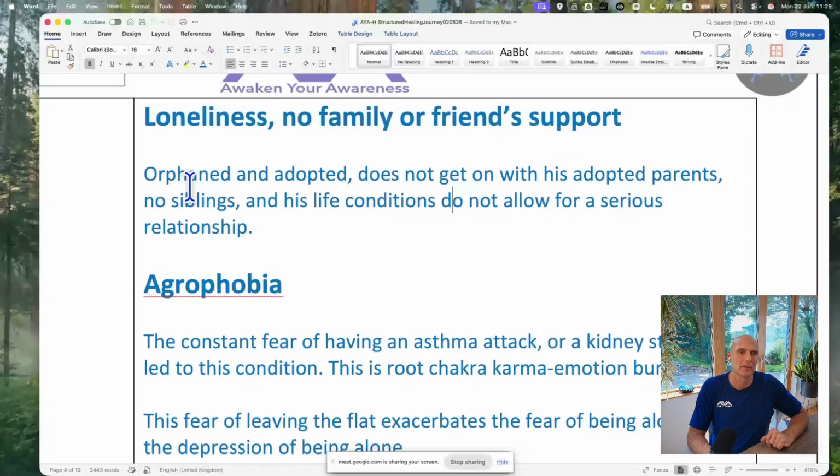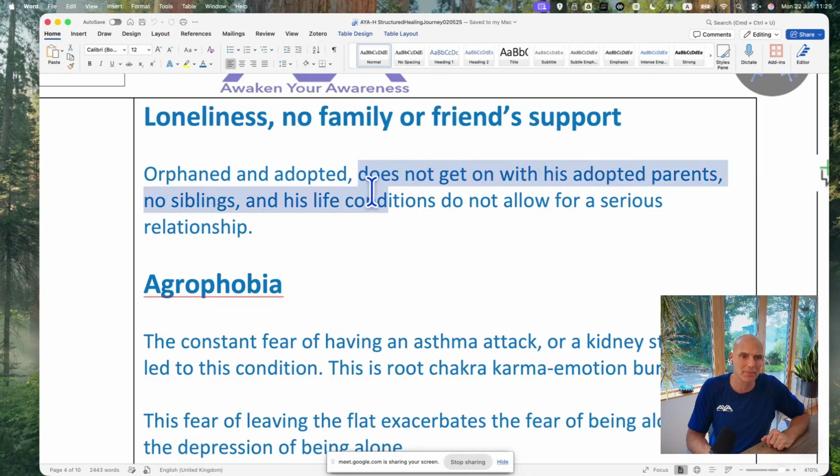That is a problem. Now, he was orphaned and adopted, and he doesn't get on with his adopted parents, no siblings, and his life conditions do not allow for a serious relationship.